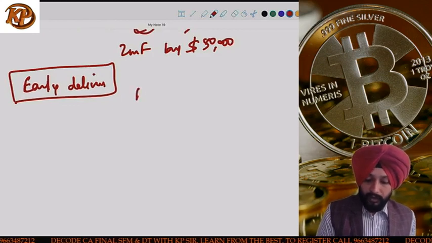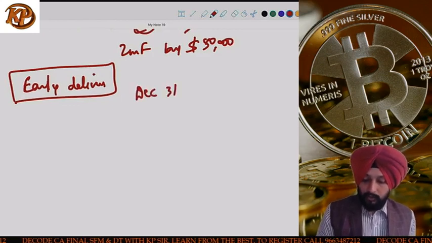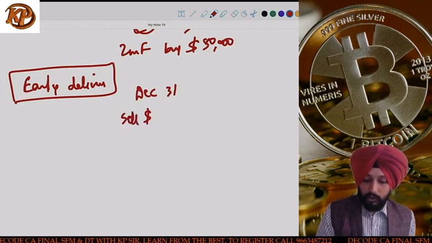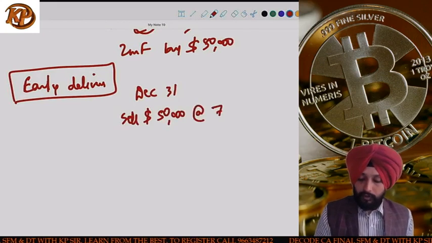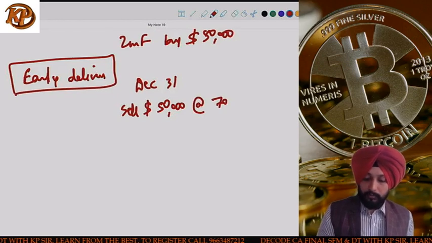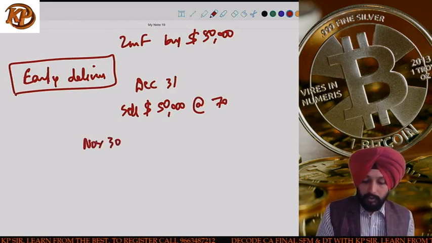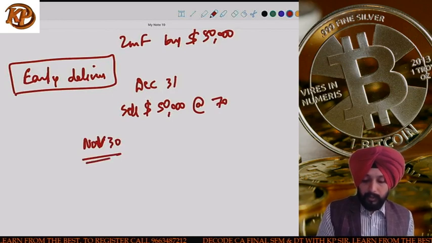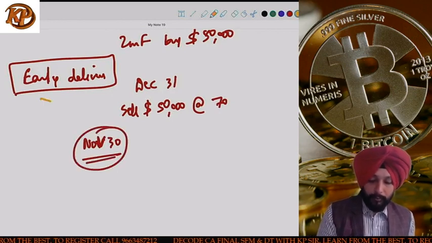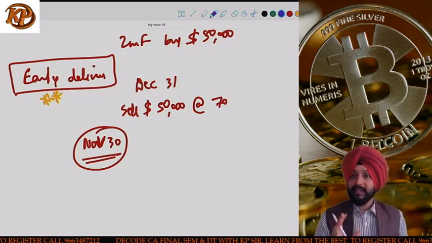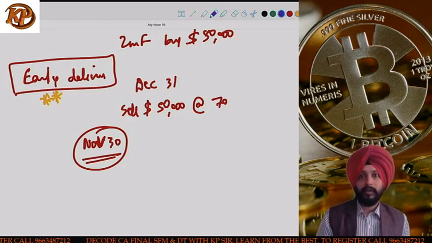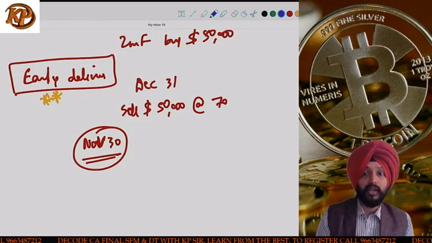So suppose I have to settle on December 31, that is I have to sell $50,000 to the bank. I'm an exporter, I got dollars, sell $50,000 at 70 to the bank on December 31st, but I come to the bank on 30th November. I'm telling you from exam perspective, early delivery is less tested in exams as of now. I think in last 4-5 years, I've only seen it once in the exam.